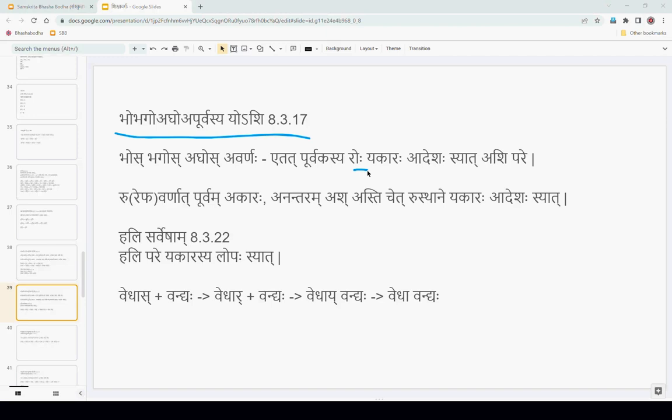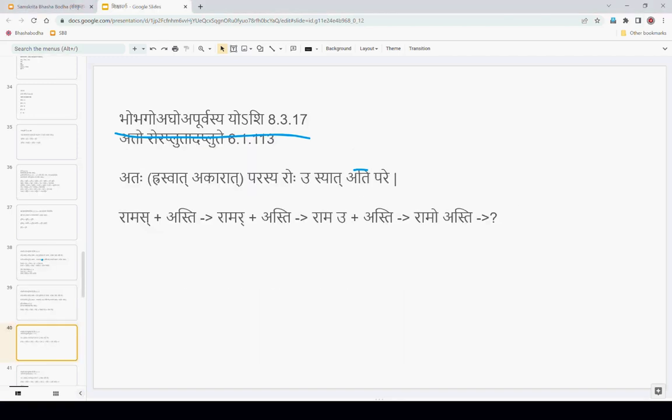As per the lopa shakalya, what happened? Yakarasya lopa bhavat. Hali sarvesham alvarna vyanjanam asti chet. So always yakarasya lopaha, that we saw. But now another sutra is coming into the picture here. Ato rora ato. I don't want to read this myself. Is anybody reading the sutram 6.1.113?